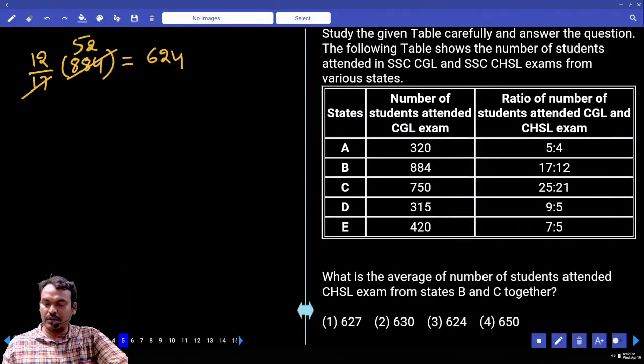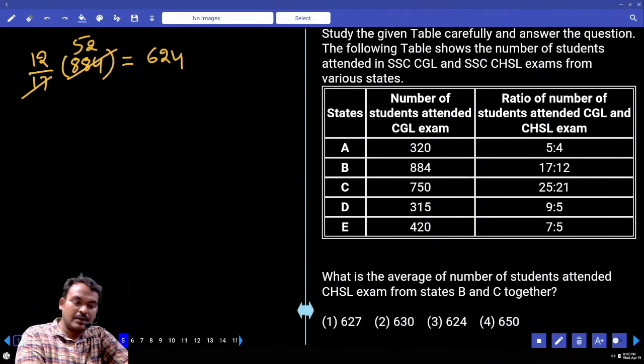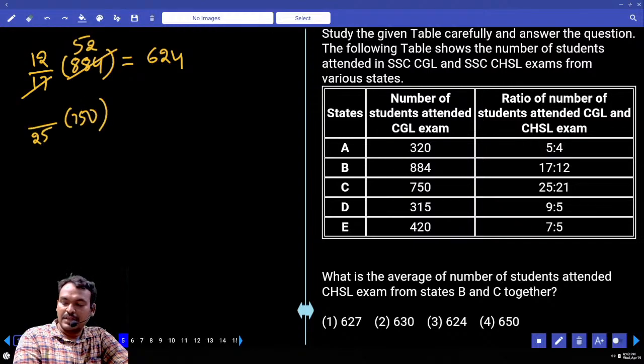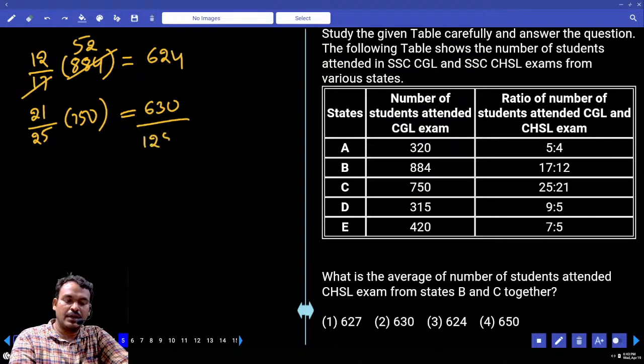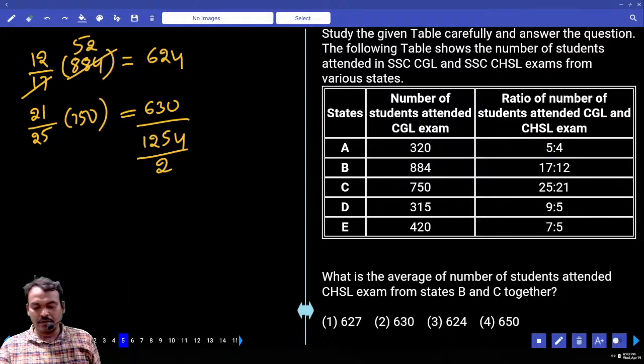Again we required which one? C. 25 parts is how much? 750. Every one part is 30. How many parts we need? 21 parts. That is 630. Sum will be how much? 1254. But average means divide by 2. What is the answer? 627.